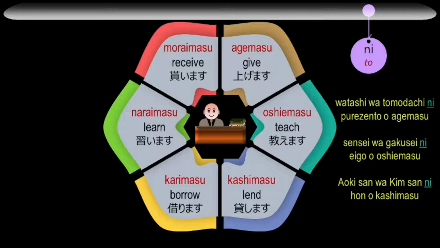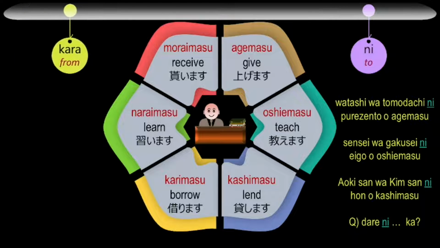Next, let me go to the interrogative. Assuming that tomodachi ni is the answer, what should be the question to get tomodachi ni as the answer? It should be dare ni, because dare is who, and retaining the particle ni, it will be dare ni, which means to whom. So, if you ask dare ni hon o kashimasu ka, then it means to whom will you lend the book. On similar lines, if you ask dare ni purezento o agemasu ka, then it means to whom will you give the present. I hope the usage is clear.